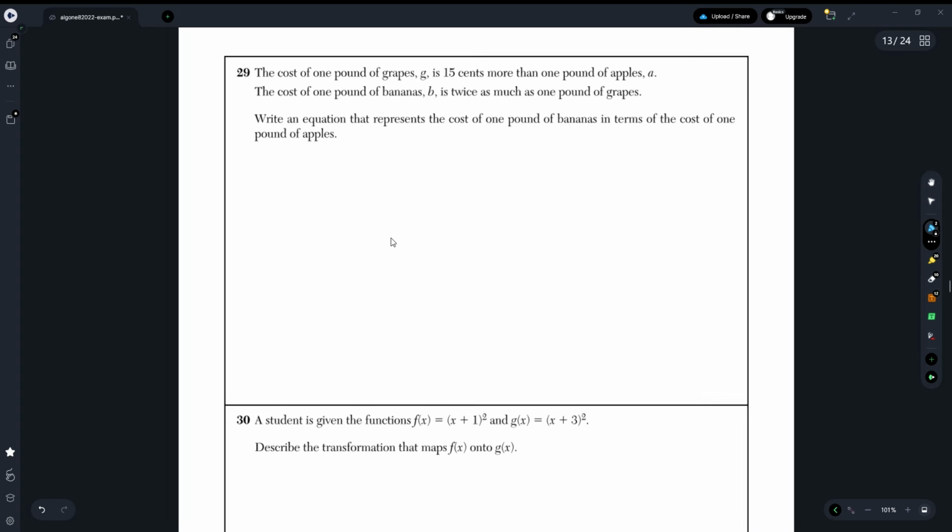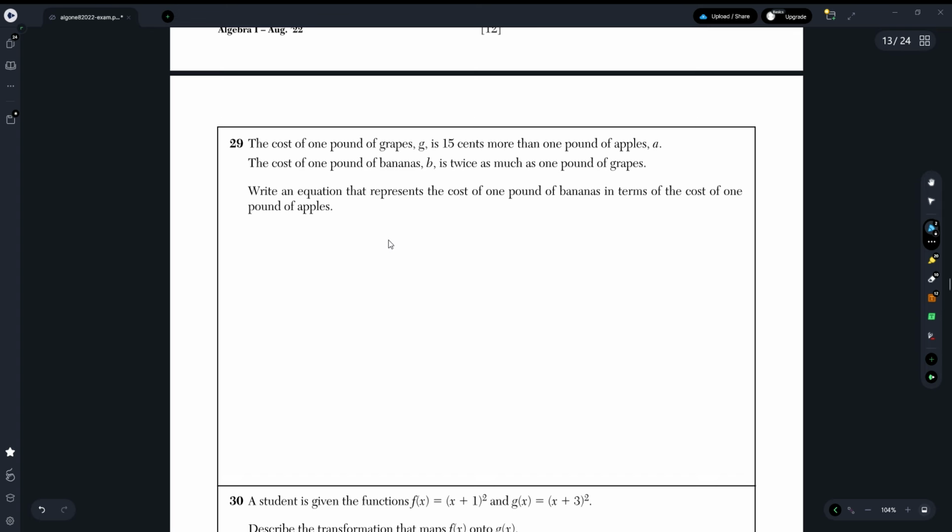Moving on to number 29, it says that the cost of 1 pound of grapes is G. The cost of 1 pound of grapes G is 15 cents more than 1 pound of apples A. The cost of 1 pound of bananas B is twice as much as 1 pound of grapes. Write an equation that represents the cost of 1 pound of bananas in terms of the cost of 1 pound of apples, right?